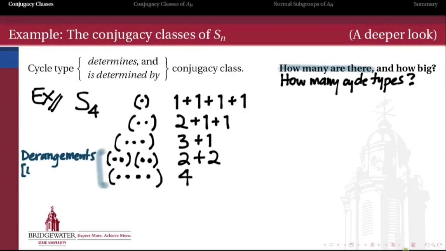Those of them at the bottom here, the 2 plus 2s and the 4s, are called derangements, because every symbol in one of those permutations is moving. None of them are staying in place.